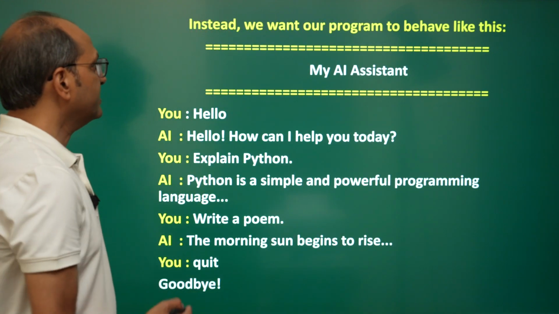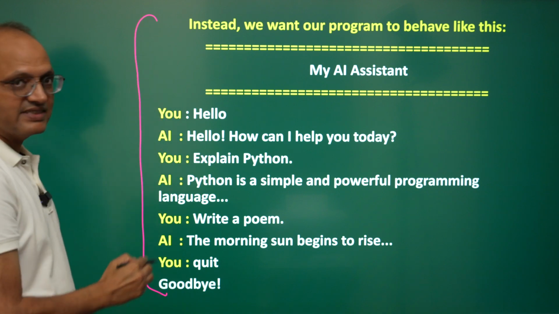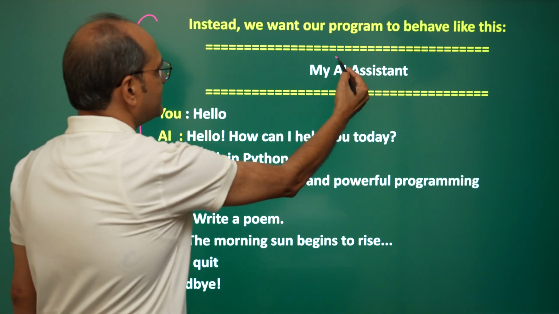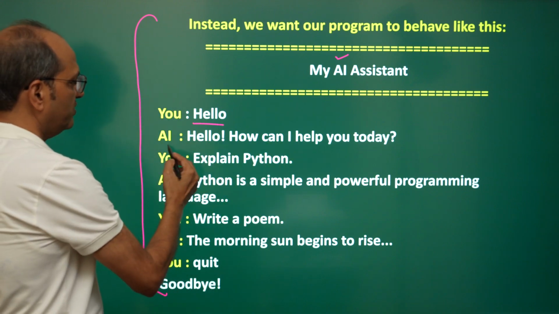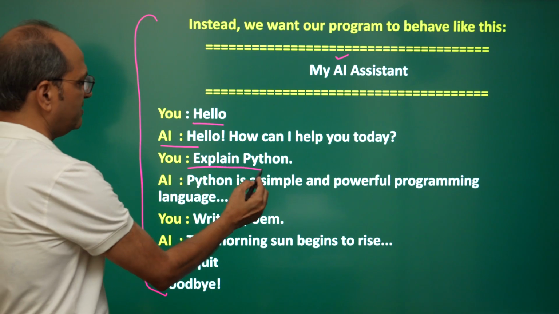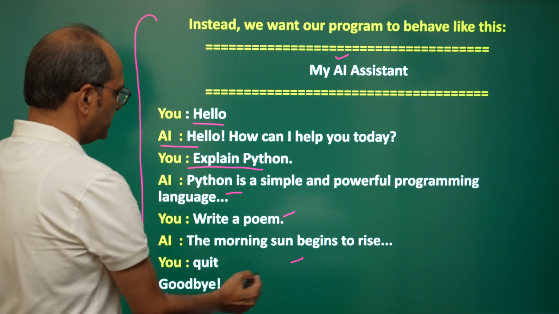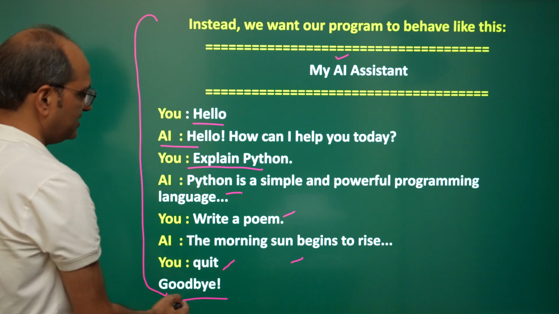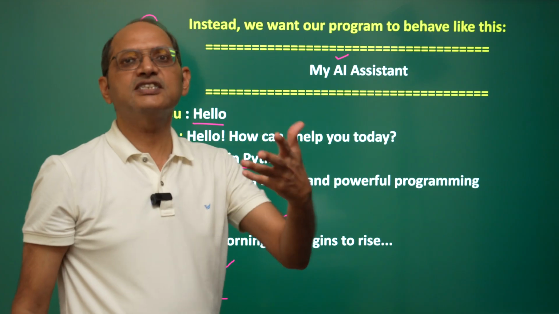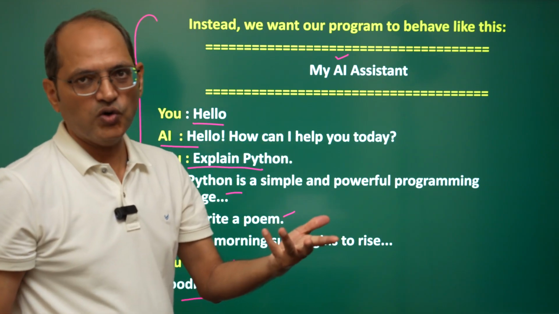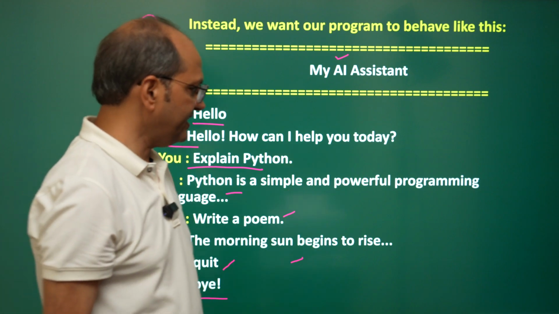Instead, we want our program to behave like this. Your AI assistant should work so that you say hello, it will respond, then you ask something, it will respond, then you again ask something, it will respond, then you say quit, and it says goodbye. That means you keep on asking questions as long as you want. That is basically what an AI assistant is.